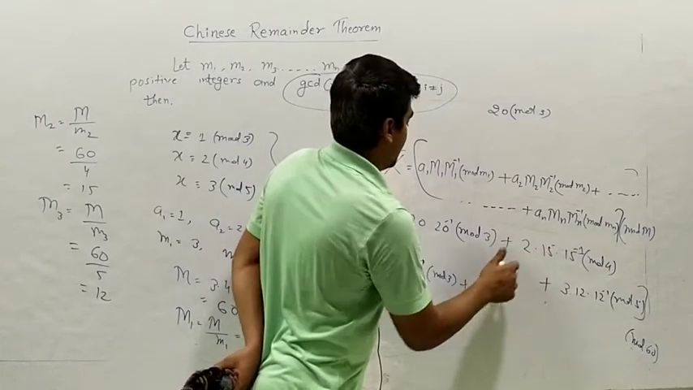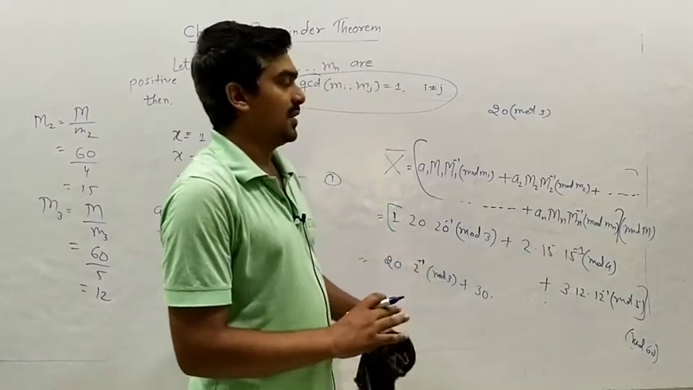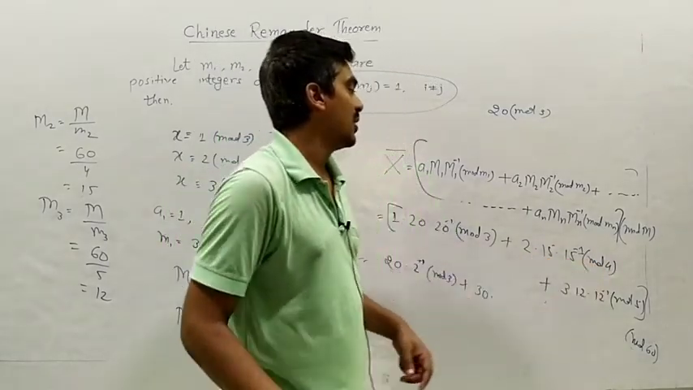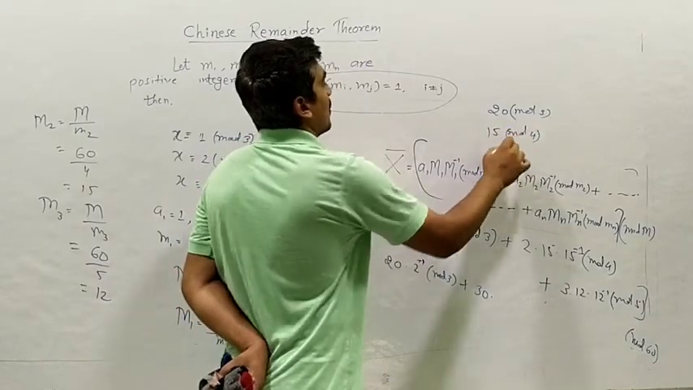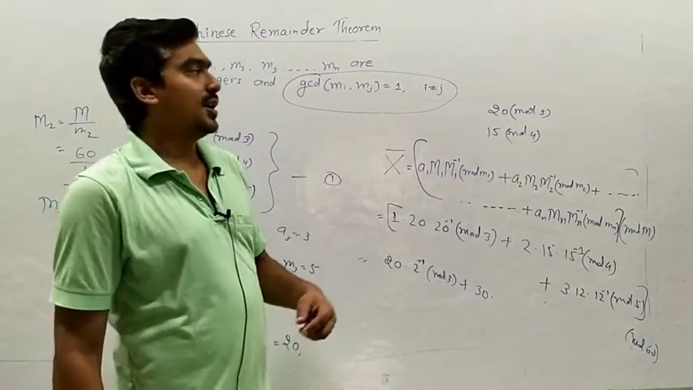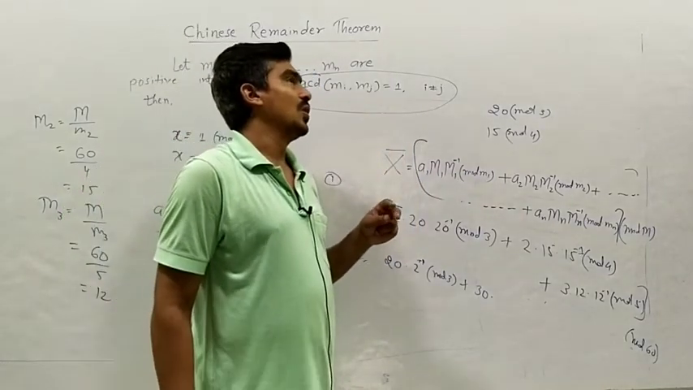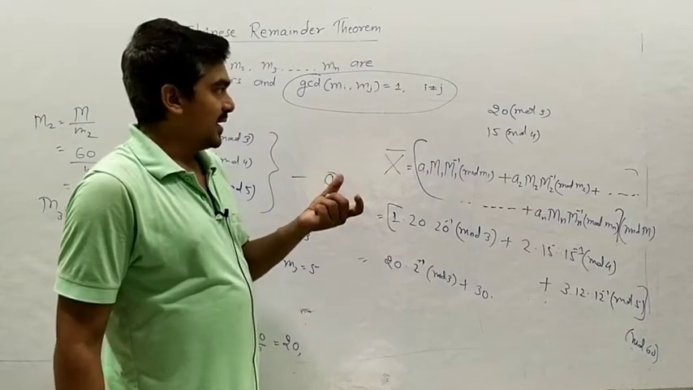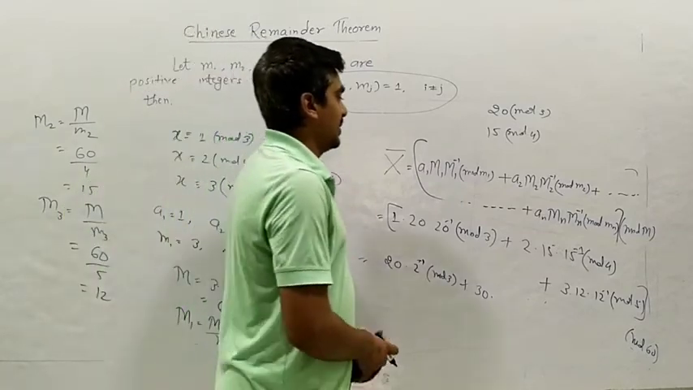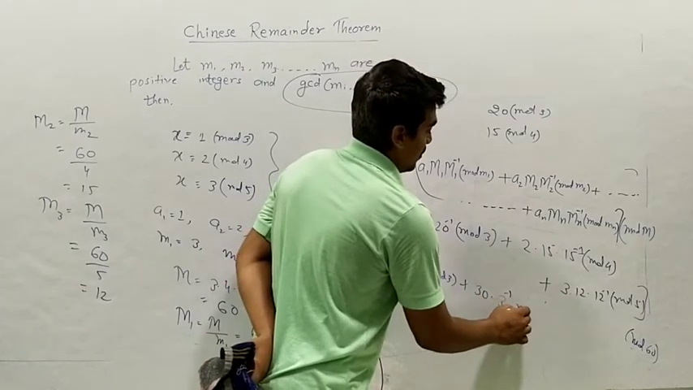2 15 30. What is 15 inverse? 15 inverse modulo 4. First we find 15 modulo 4. What is 15 modulo 4? Divide 15 by 4 and get remainder. So 4 3 is a 12, and remainder is 3. Okay, so 15 inverse can be written as 3 inverse in modulo 4.